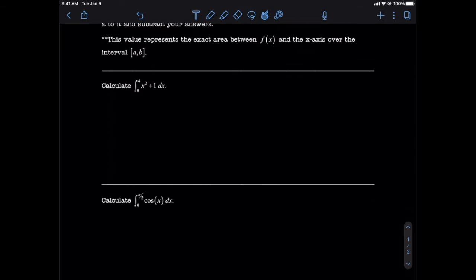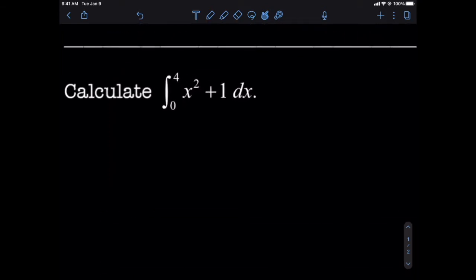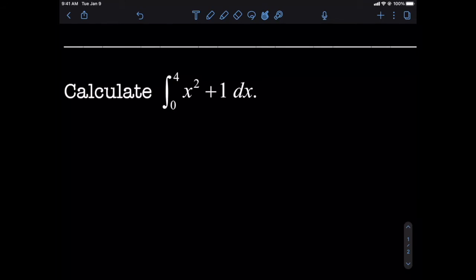Our first problem asks us to find the integral from 0 to 4 of x squared plus 1. Remember, our integral symbol here tells us we need to find the antiderivative of the integrand. What's the antiderivative of x squared plus 1? Why, it's 1/3 x cubed, the antiderivative of x squared, plus the antiderivative of 1 is x.